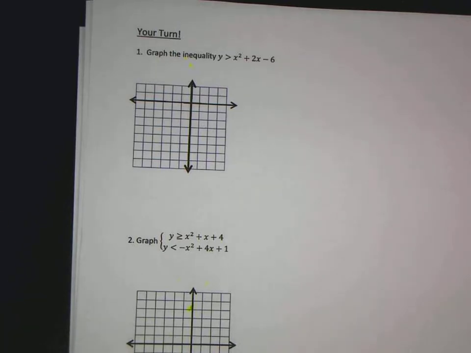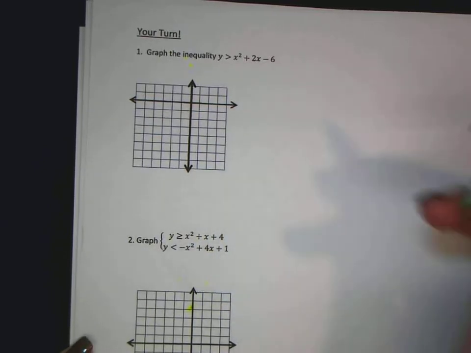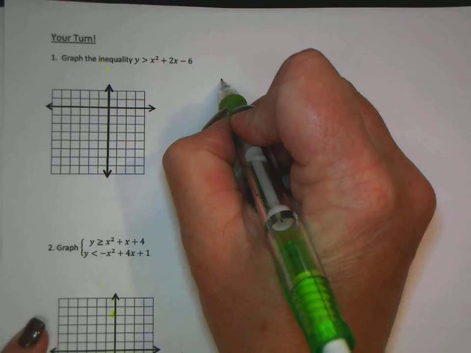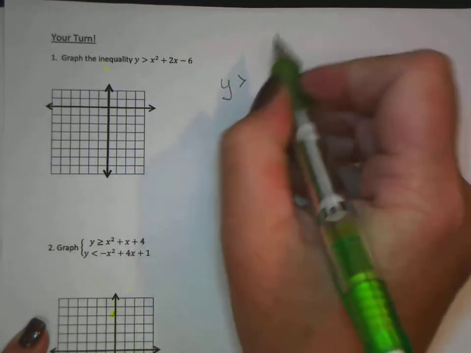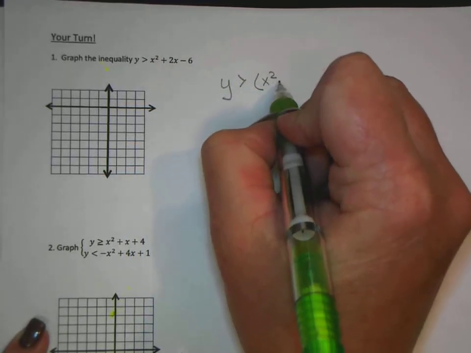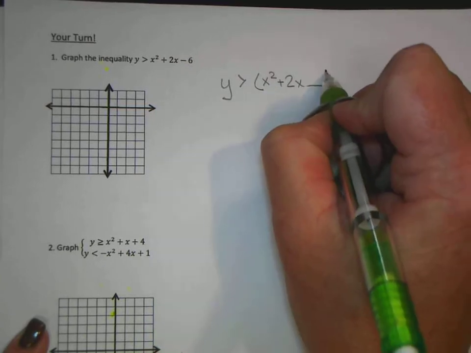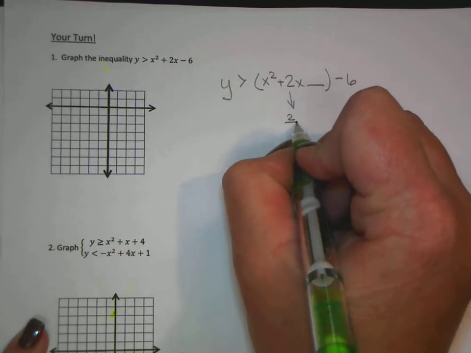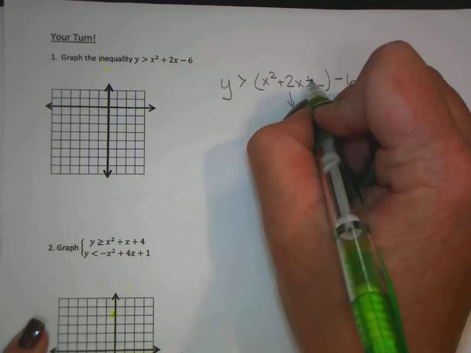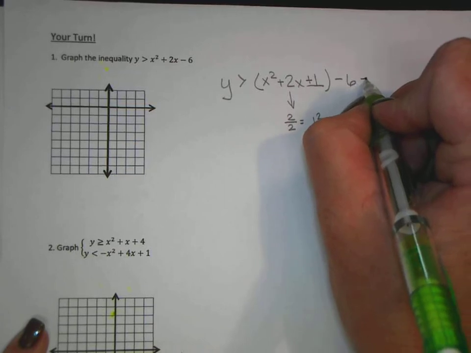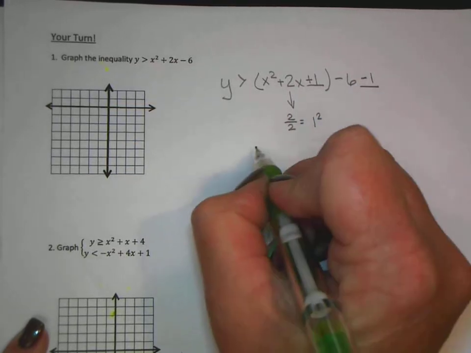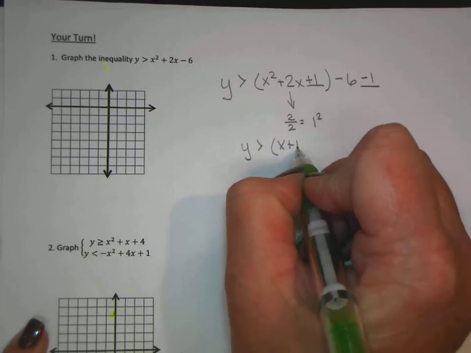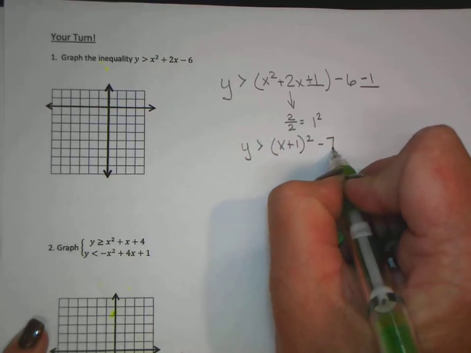All right. This is just one. But the idea is if you get the first one, you should be able to do these. All right. So complete the square. Give yourself something to graph in vertex form. So you have x squared plus 2x. Give yourself space. Minus 6. You're going to bring down the 2. You're going to divide it by 2. You're going to square that. You're going to add it here, and you're going to subtract it here. So now you have your vertex form. Your vertex form is x plus 1 all squared minus 7.